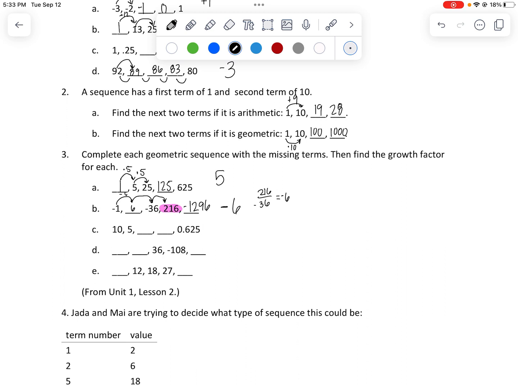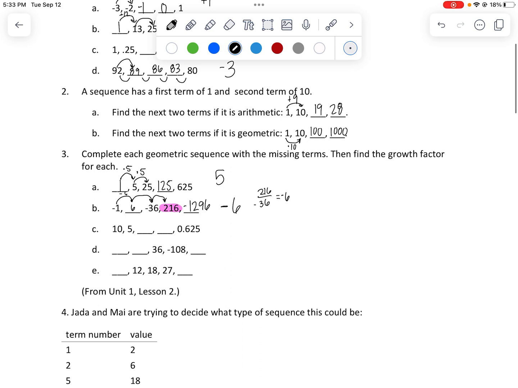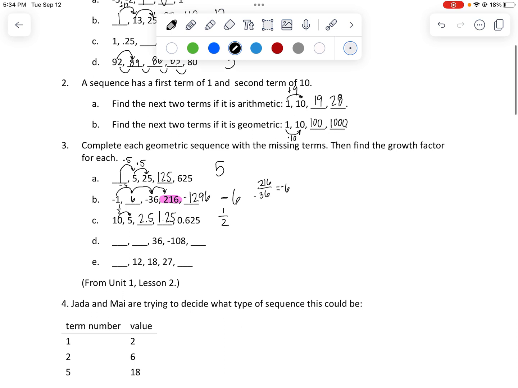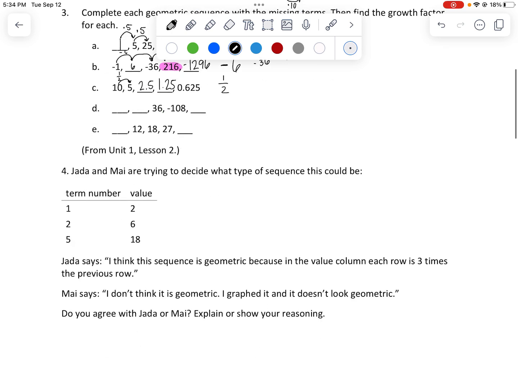And I will do C, and then you can have D and E on your own. To get from 10 to 5, that's multiplying by a half or dividing by 2. So we'll keep doing that. State your growth factor, though, in the fraction form or the multiplication form. So 1/2 for this case. 10 to 5, then 2.5, if we divide that by 2 or multiply by 1/2, and then it'll be 1.25. And then you can do D and E on your own.